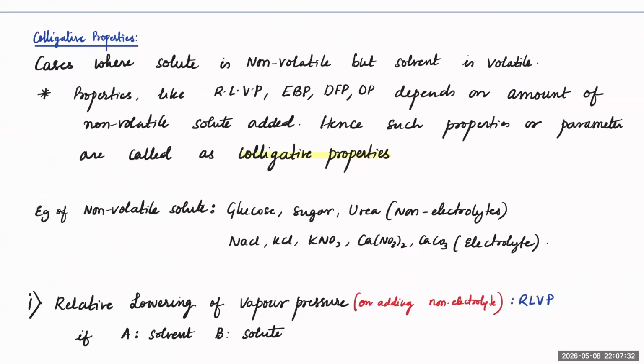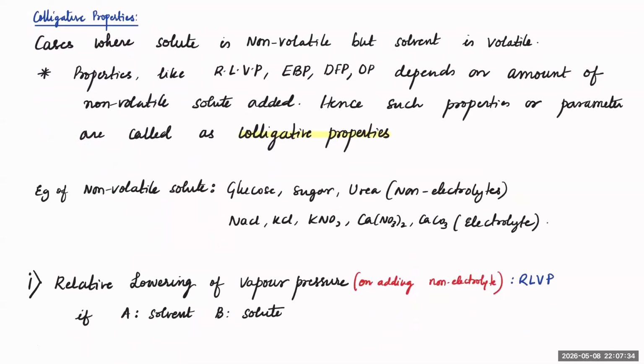Now this was about Raoult's law, everybody. Now let me introduce you to the idea of what colligative properties are. Colligative properties are generally more applicable when you have a non-volatile solute, which means it will not evaporate on its own. Something which is solid, like sugar. Sugar is non-volatile, salt is non-volatile.